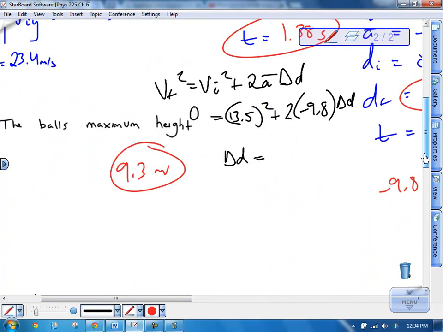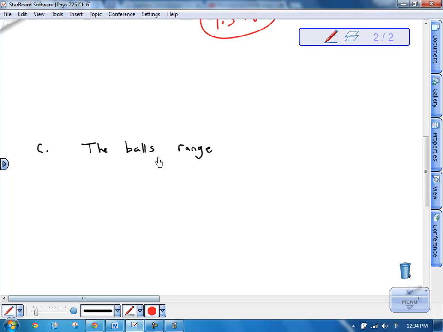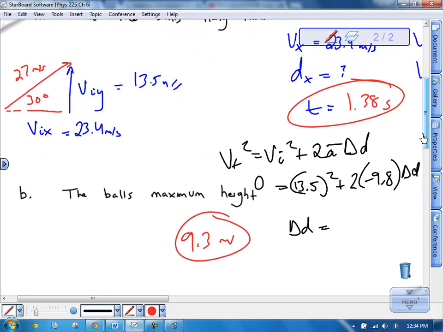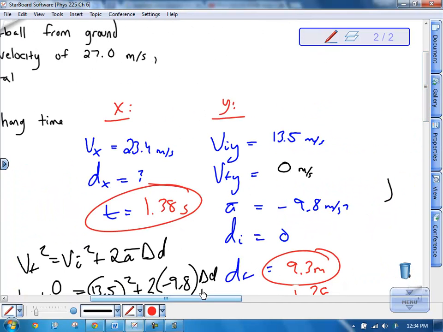And then the last part says the ball's range, so that's how far it goes. To find how far it goes, what we can do is take this time then in the x direction and use our equation of velocity equals distance over time. So we're going to multiply the 23.4 by the 1.38, and that gives us about 32.2 meters for the range. That's how far it goes total.